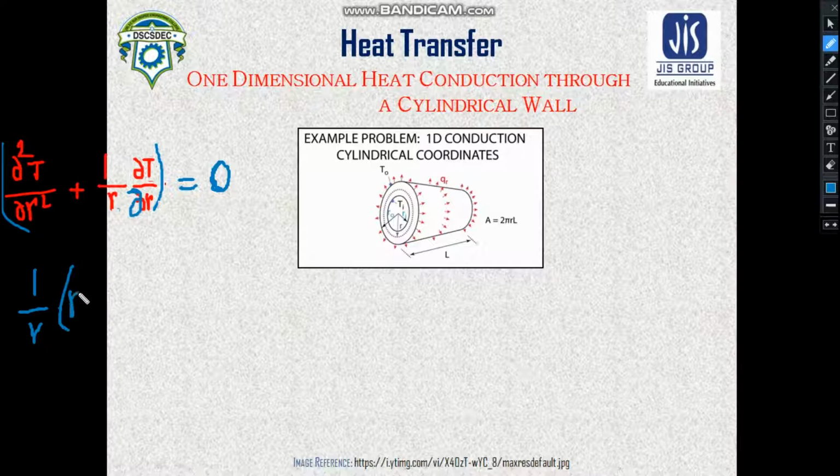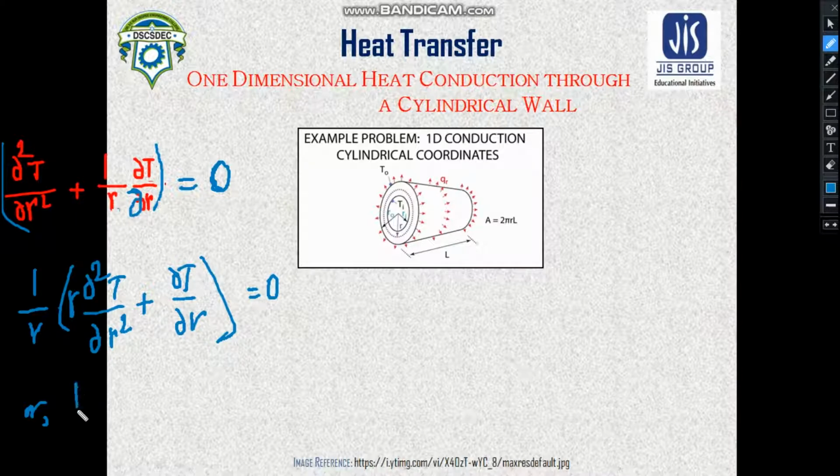So it will be R delta 2T del R2 plus delta T del R. Okay, so from the basic concepts of differential equations, we can easily understand that this part can be written as 1 by R into del R of R delta T del R. That means if you differentiate this part, you will obtain this one.